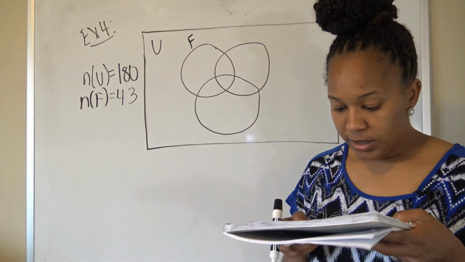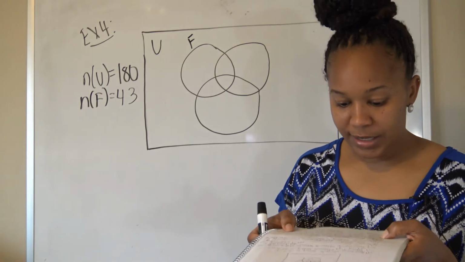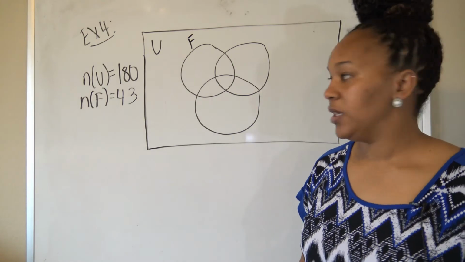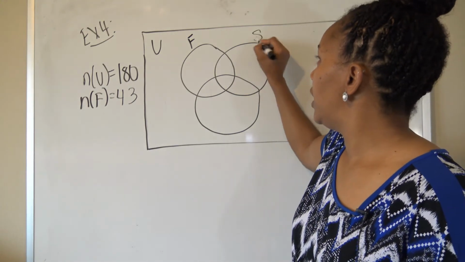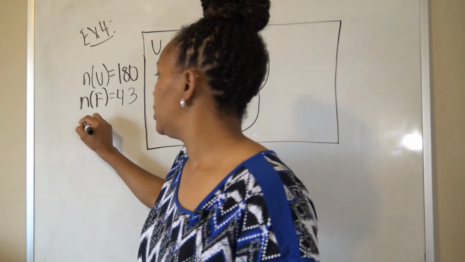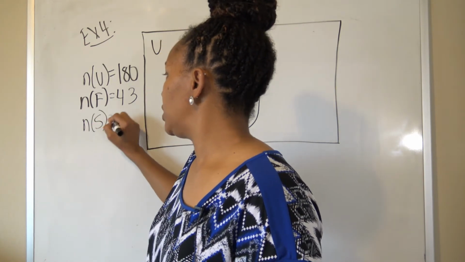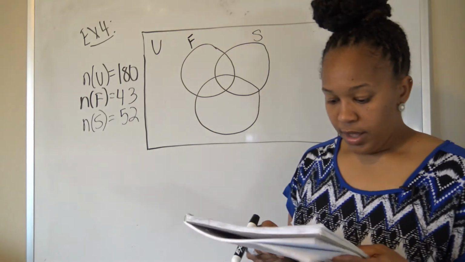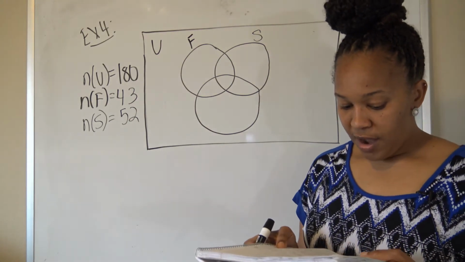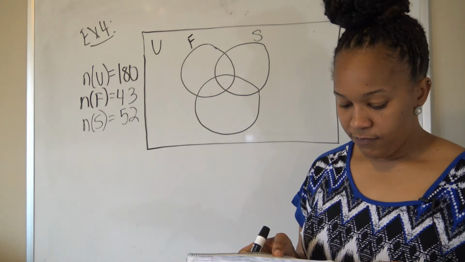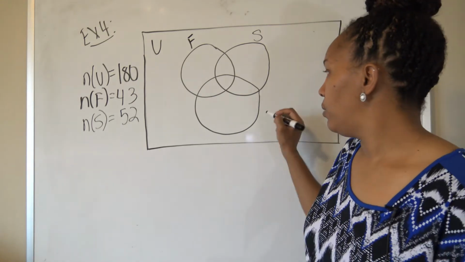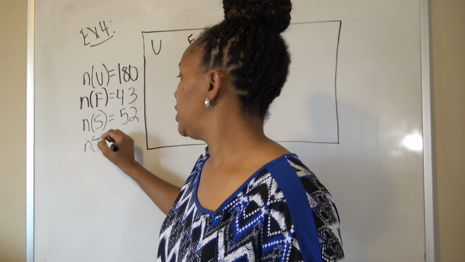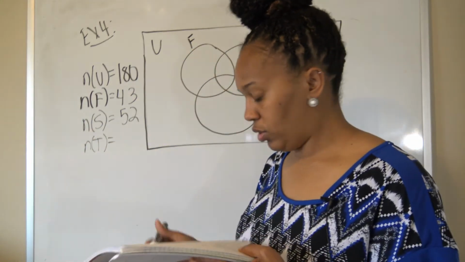So I'm just trying to take all the information in this problem that is given. The next thing is that 52 participated in campus sports. So I'm just going to use an S to represent sports, and I'll just use that circle to represent sports. And so N of S is 52. And then the next thing is 35 participated in various campus tutorial programs. So I'm going to use T to represent tutorial programs, and N of T is equal to 35.